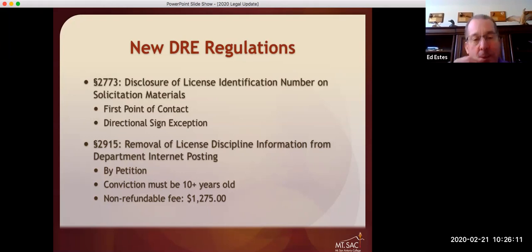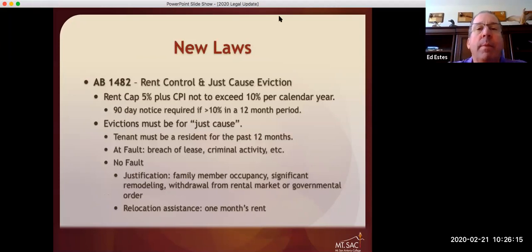Emily, if we don't have any questions, let's go to the next slide. So now we're going to start the new laws, and we're going to kick it off with the new statewide rent control. So let me get through these 2 slides. I feel the questions coming out there, unless you're more knowledgeable than I am. I'm still learning things about this new law.